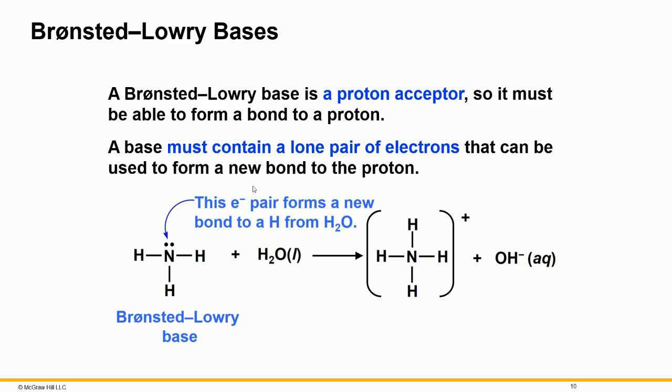So for something to be a Brønsted-Lowry base, it has to have this lone pair. The lone pair, remember, is an electron cloud. That electron cloud is what's going to bond to this hydrogen. So that lone pair on the nitrogen can accept that proton. Okay, other thoughts, questions? I sometimes can't tell if you're still writing or not.